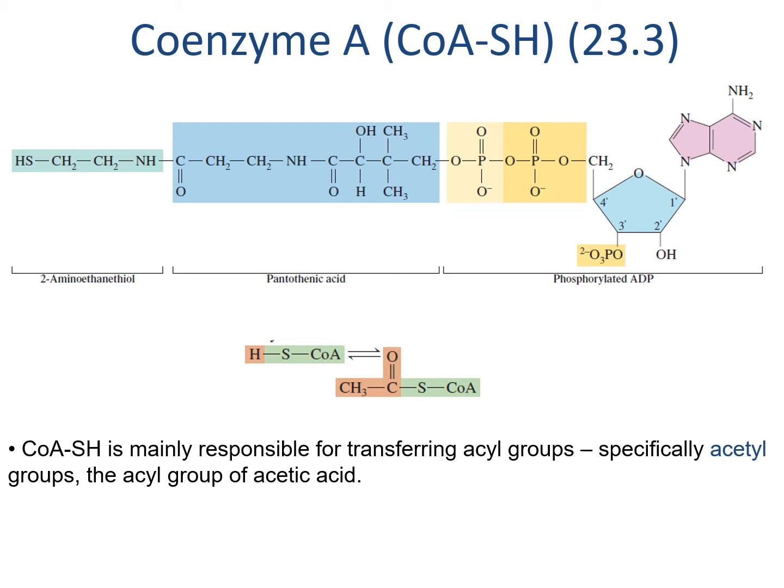Coenzyme A, often abbreviated CoASH, is responsible for carrying acyl groups, like in fatty acids, and in this chapter specifically acetyl groups, a 2-carbon acyl group. Notice that again, adenosine is part of the structure. Acetyl-CoA is the entry point into the central metabolism.